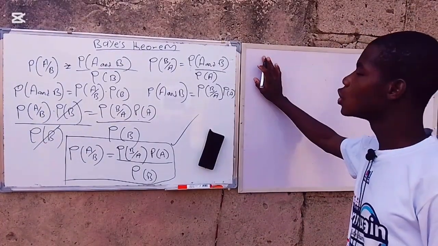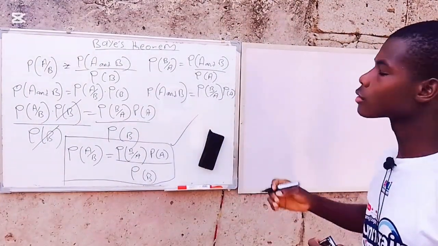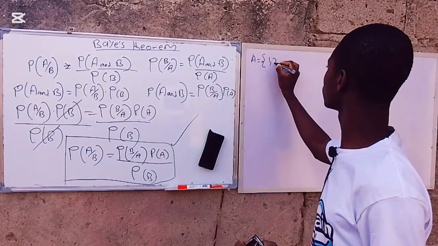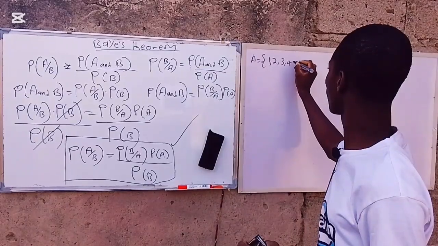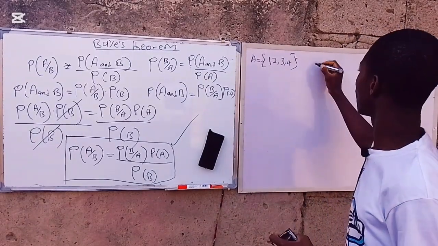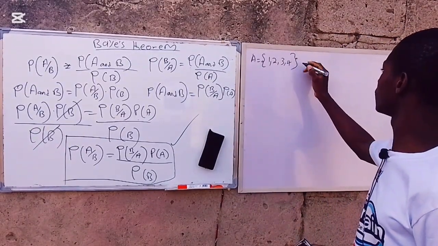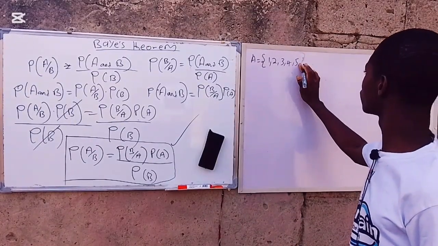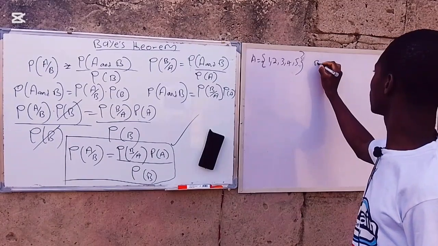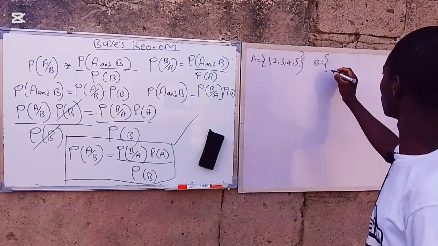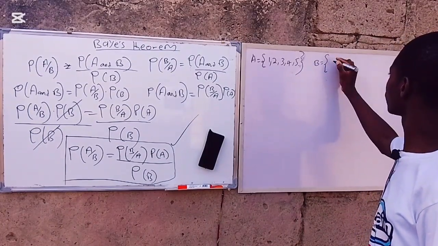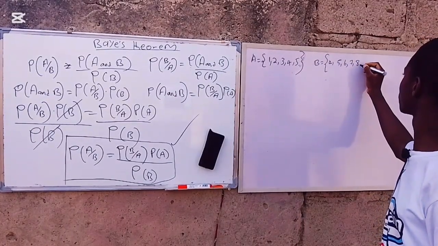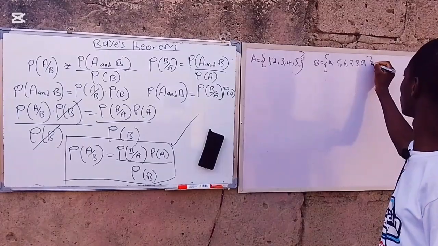Let's go through with some examples. Suppose I have A with 1, 2, 3, 4, and let me add 5. And let me say B, I have 4, 5, 6, 7, 8, 9.